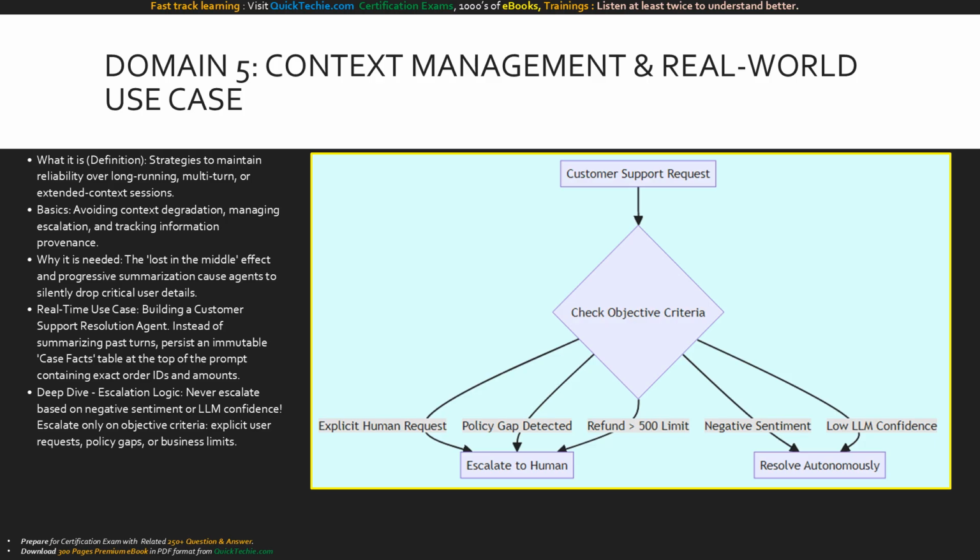Mastering these real-world architectural patterns is how you pass this exam. We hope this deep dive prepares you for success.